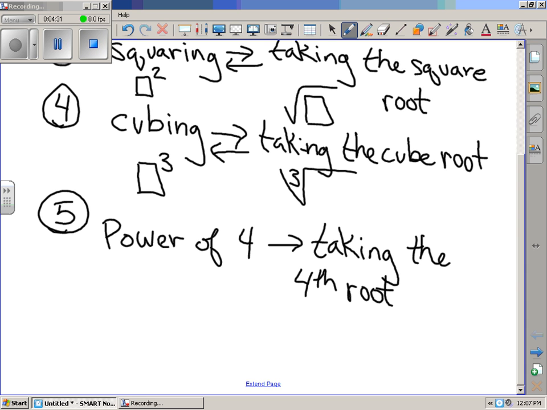Well, let's think of some more examples. So if you had a power of 5, the opposite would be taking the 5th root. If you had a power of 750, the inverse operation would be taking the 750th root of a number. Let's take another number. What if you took the 53rd root of a number? The opposite of that would be taking that number and putting it to a power of 53. So those are just some examples of inverse operations, and now we're going to apply that in solving one-step equations.